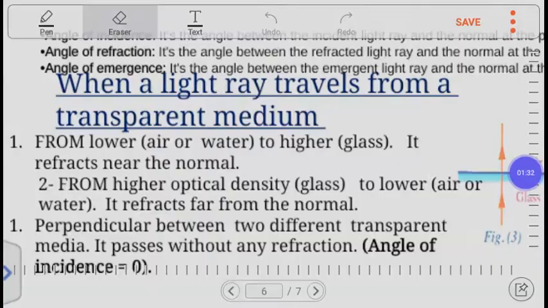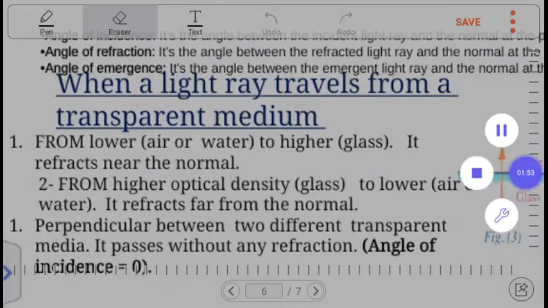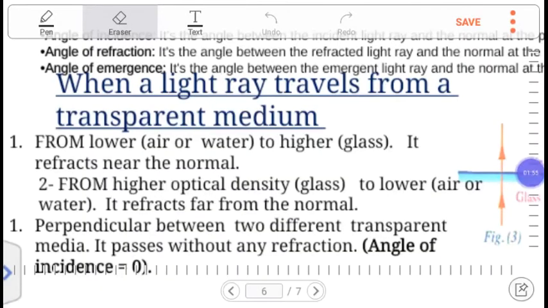And as we have laws of light reflection, we have laws of light refraction. The laws of light refraction concern the path of the light ray that falls on the interface between two transparent media that differ in their optical density, as we said before. So the optical density is what controls the angles of refraction.